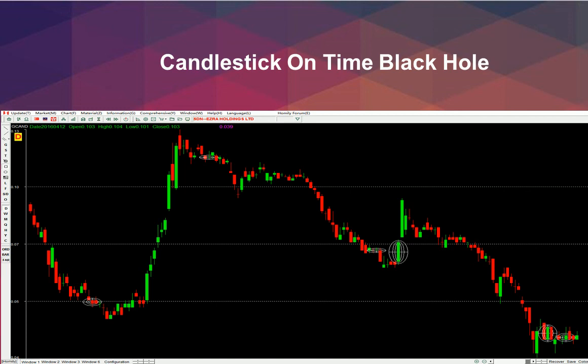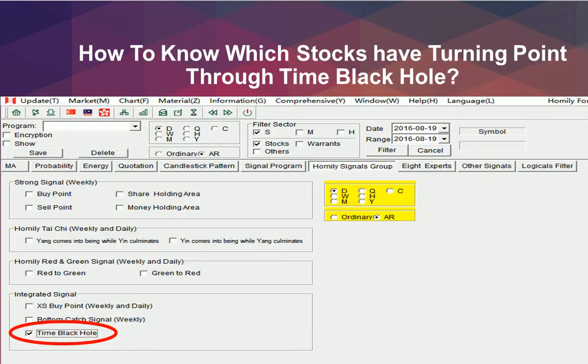If we see the time black hole appears, we only know that this is the turning point. But we cannot take this point as the buy point, okay? We should check by the candlestick whether it can break upward through the time black hole or fall below, okay? So it's very important.